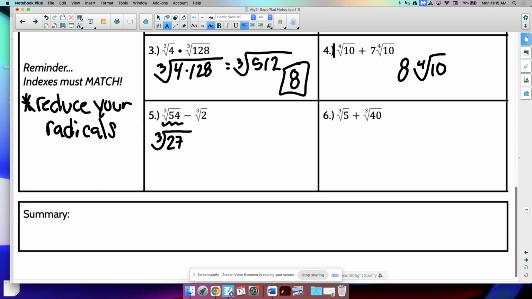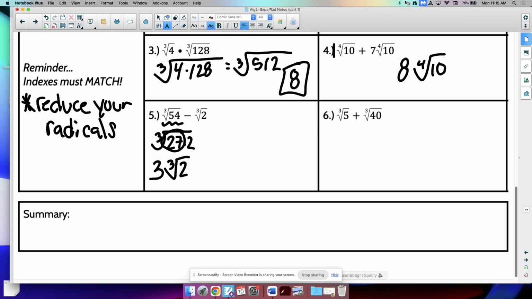27 times what? So looking at just the 54, we can break it down into 27 times 2. When that 27 comes out, what's the 3rd root of 27? 3. 3rd root of 2 is left over. So our first radical we can reduce.